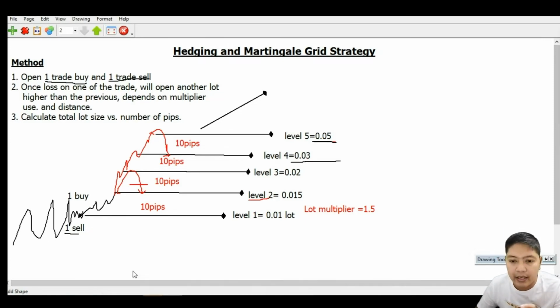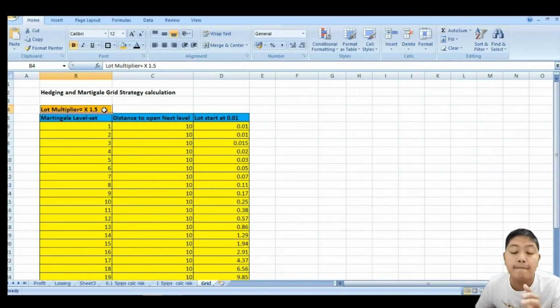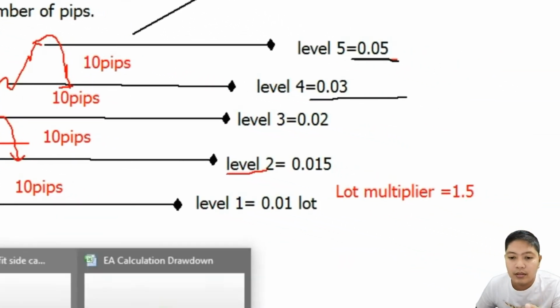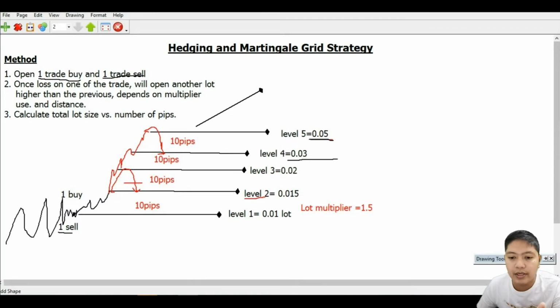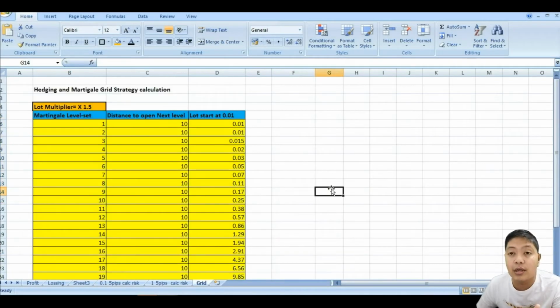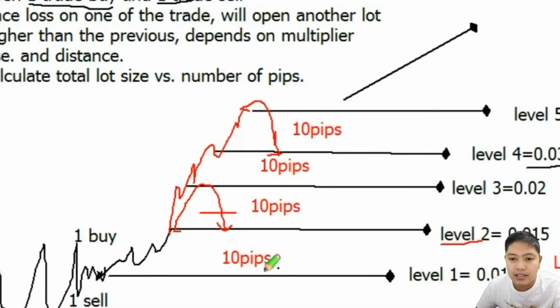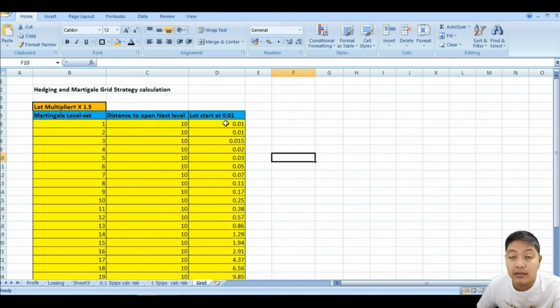All right, I have my calculation table here. This is where I am doing the calculation. The lot multiplier I'm using is 1.5, as in the illustration just now. This is the martingale set level, the level that we are using here. You can also calculate this by yourself. This is the distance, 10 distance at each level. And then this is your starting lot size.